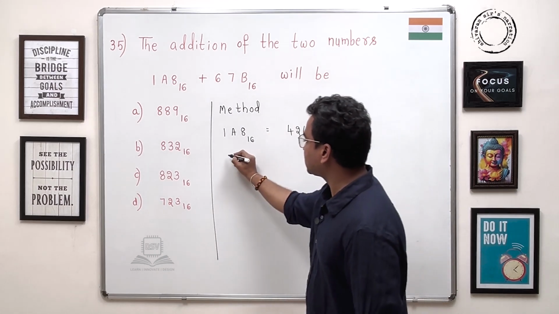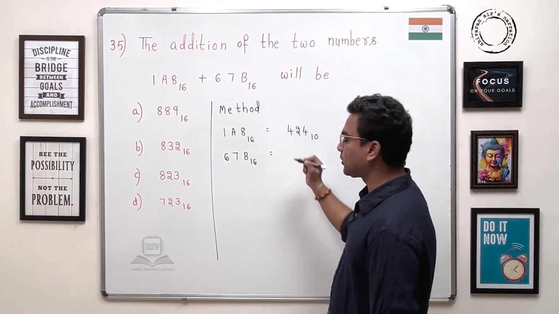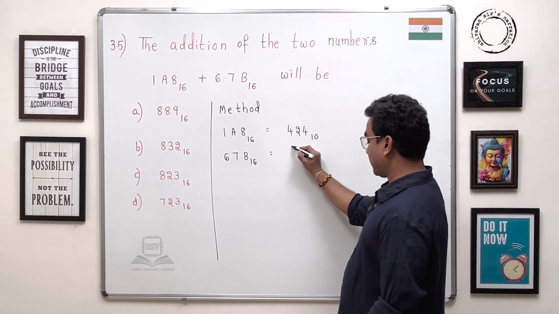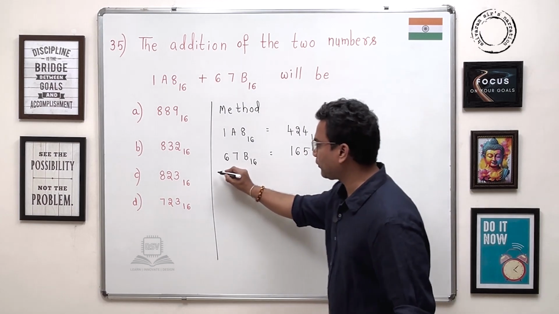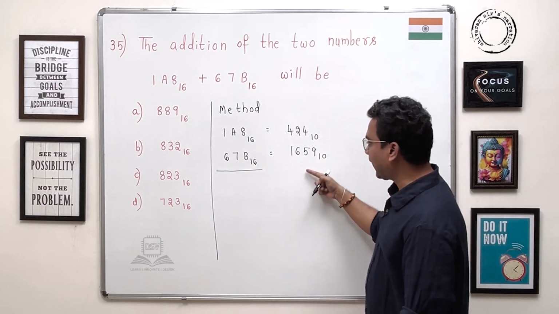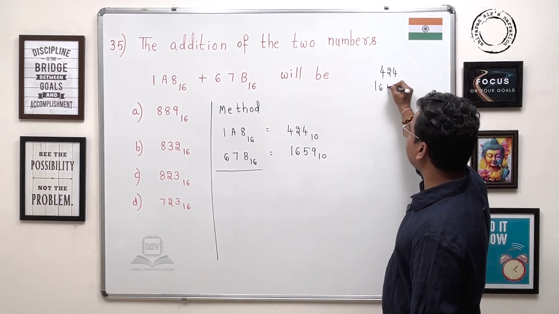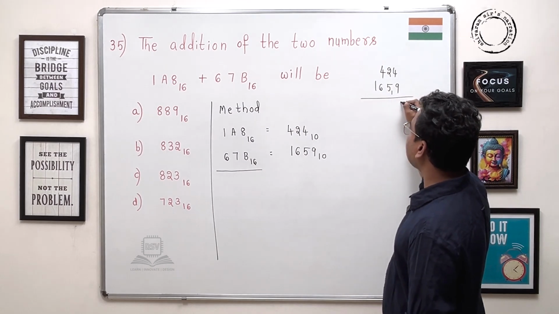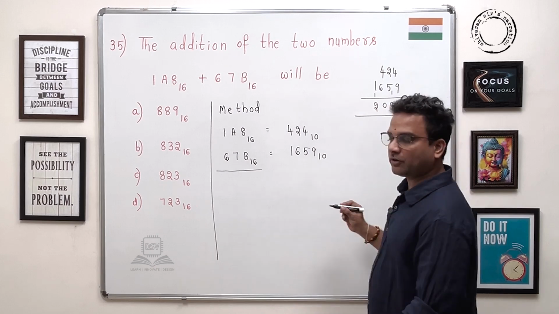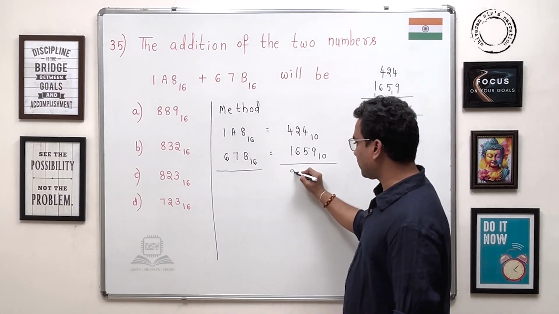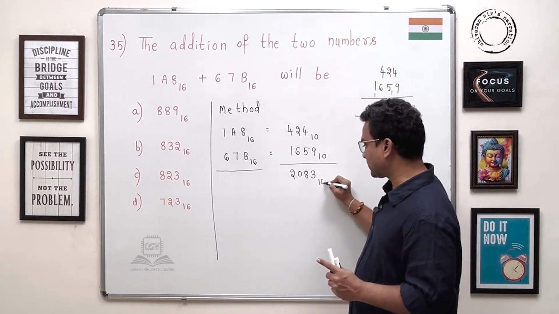Similarly, you convert this 67B base 16 into decimal form, then it is 1659. What they told, you need to add this, right? Then you need to add this. Therefore, here 424 plus 1659 gives 2083. So again we got 2083. Now we got it in decimal.